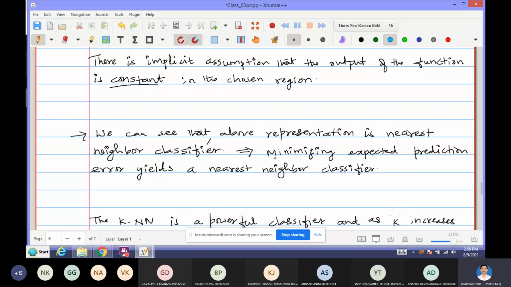So we can say that the above representation is the nearest neighbor classifier, which implies that minimizing the expected prediction error yields the nearest neighbor classifier. This is what I said.